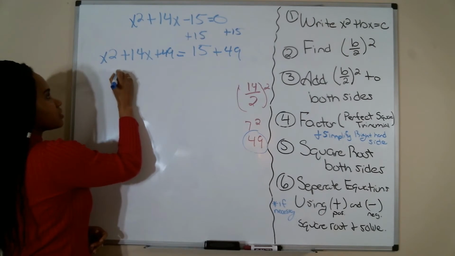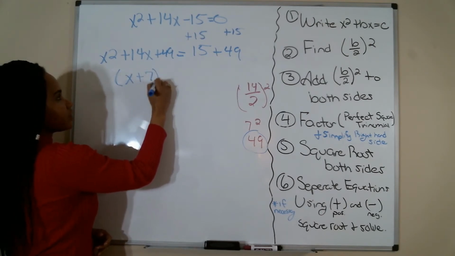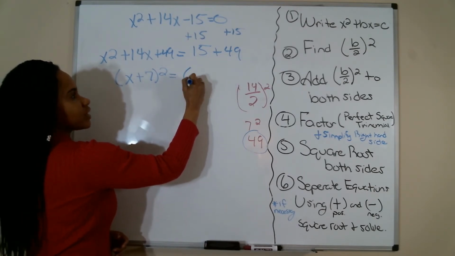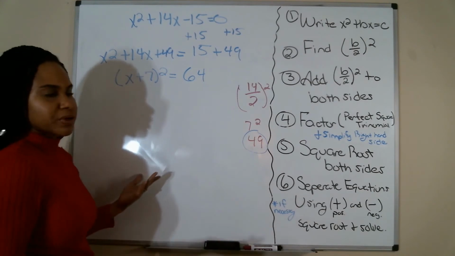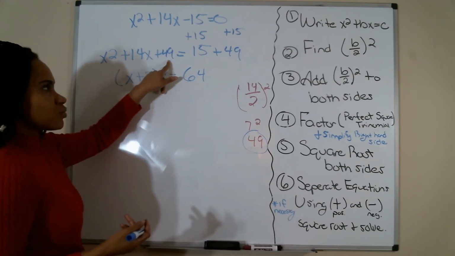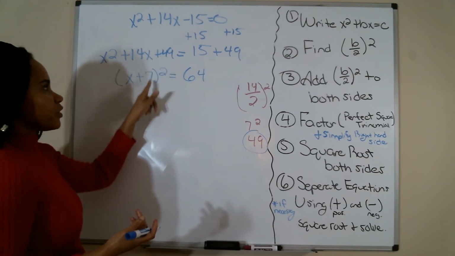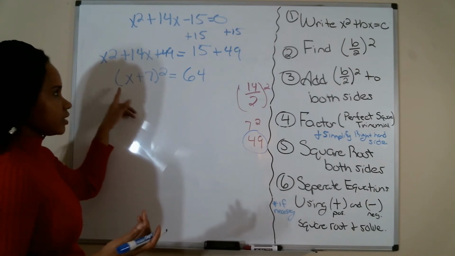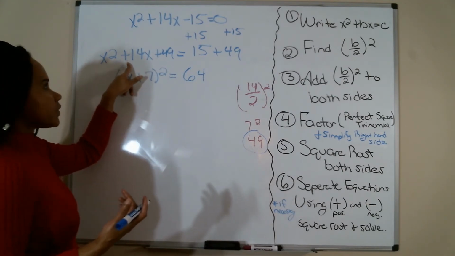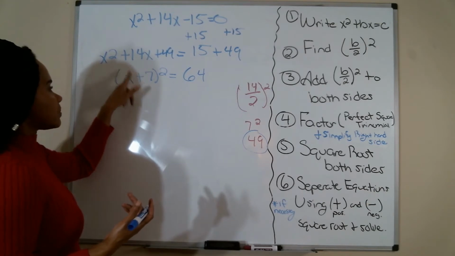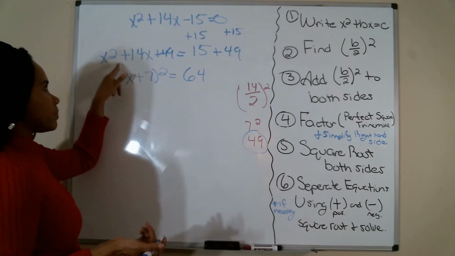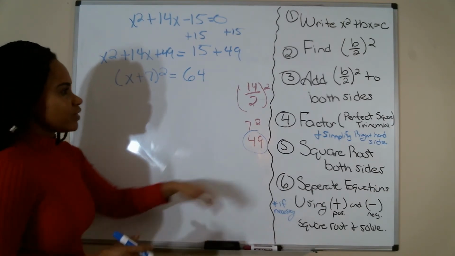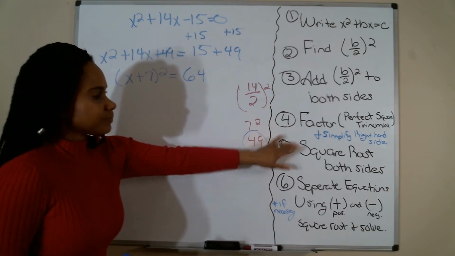So when I factor this, it's just going to be x plus 7 squared. Simplifying the right side, 15 plus 49 is 64. So now remember, to factor perfect square trinomials, you simply take the square root of your c. So the square root of 49 is 7. Whatever variable you're using, in this case x, so that would be x. And whatever sign you see here, since that's a plus, you have a plus here. If it were a minus, you would put a minus here. So that's just how you factor perfect square trinomials. So we've done that, and we've simplified the right hand side.